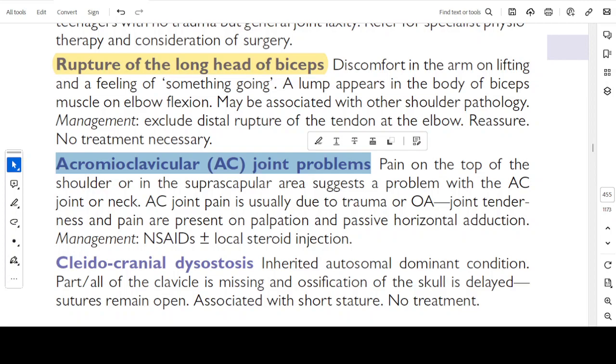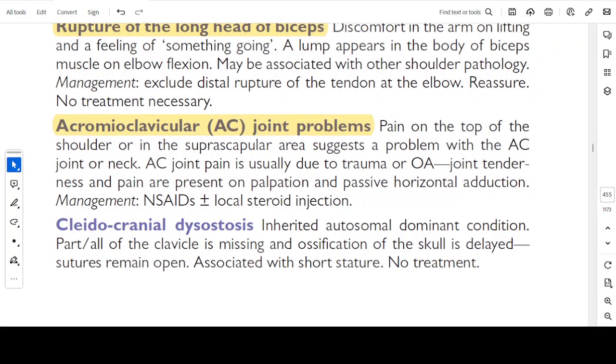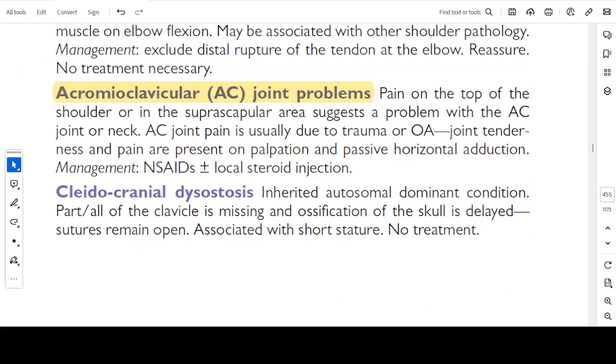Acromioclavicular joint problems. Pain at the top of the shoulder or the suprascapular area suggests a problem with the acromioclavicular joint. AC joint pain is usually due to trauma or osteoarthritis. Joint tenderness and pain are present on palpation and passive horizontal adduction. Management. NSAIDs plus local steroid injection.